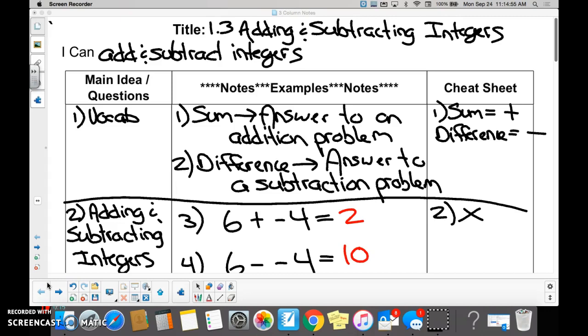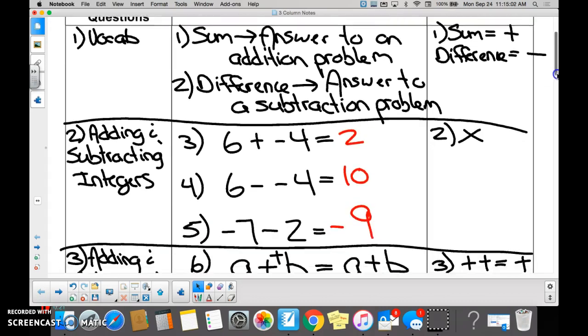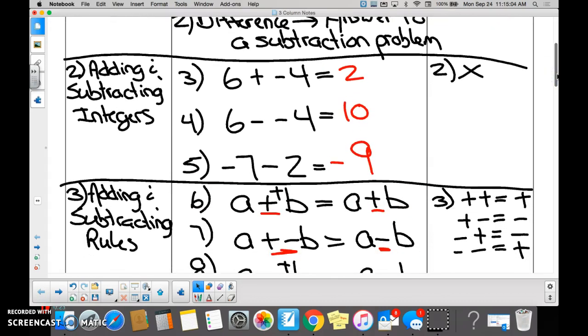All right, so we know what an integer is, a whole number and its opposite. We know what adding and subtracting are, right? So we're going to skip over the vocab. And then on number 2, we did some explanation. Y'all told me that 6 plus negative 4 is 2. Y'all told me that 6 minus negative 4 is 10. Y'all told me negative 7 minus 2 is negative 9. But the explanation about why they are what they are was the hard part, right?